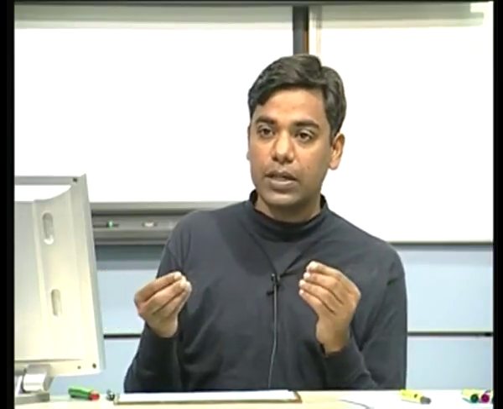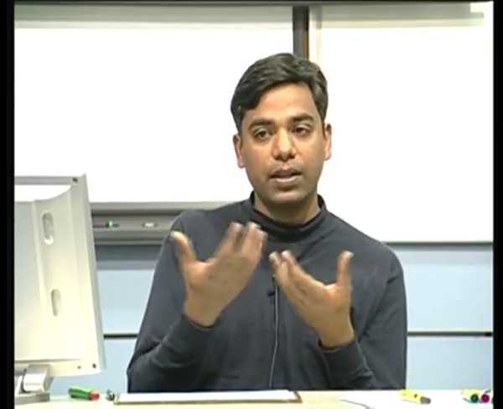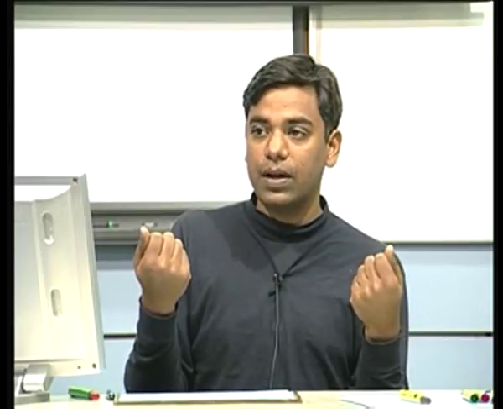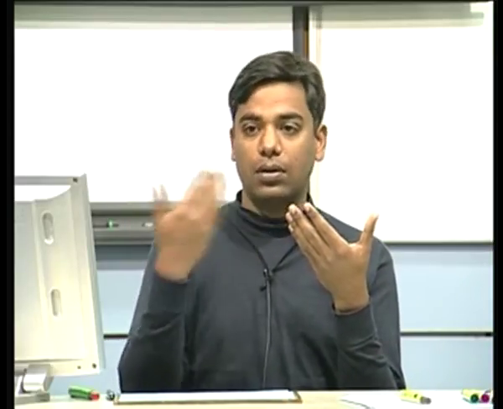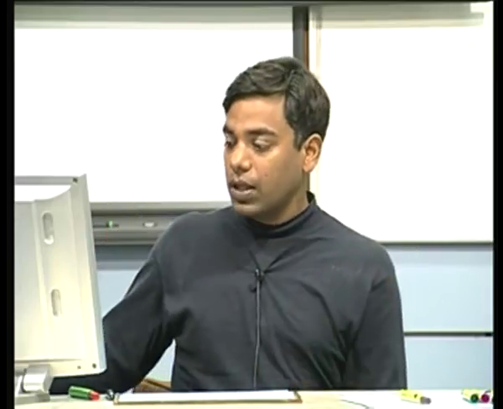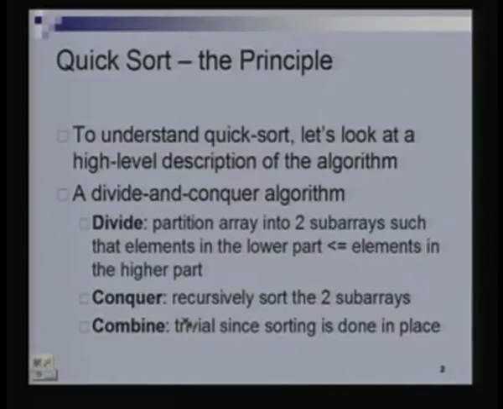Now, how does this help us if we do such a partition? Well, if I sort the lower part and I sort the higher part, and I put all elements of the lower part first and follow it up with all elements of the higher part, then the entire thing is sorted. I have sorted the lower part, I have sorted the higher part, and every element in the lower part is less than every element in the higher part. So the entire thing is sorted. That is the combining part, and in this case it is trivial because nothing needs to be done, but quite often in a divide and conquer algorithm you have to do something to combine, and we will see examples of this later.